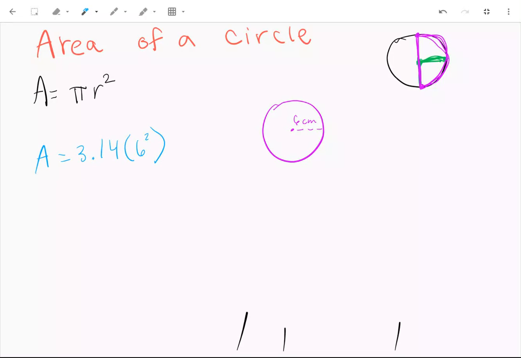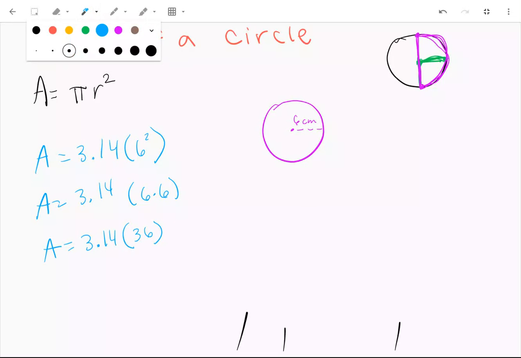Okay, so if we remember, when we have an exponent, our exponent tells us how many times to write our base. So we're really writing 6 times 6. So area is equal to 3.14 times 6 times 6. Okay, well, we know that 6 times 6 is 36. So I'm going to rewrite my formula one more time. I have 3.14 times 36 now. Okay, so I'm just going to work it out on the side.